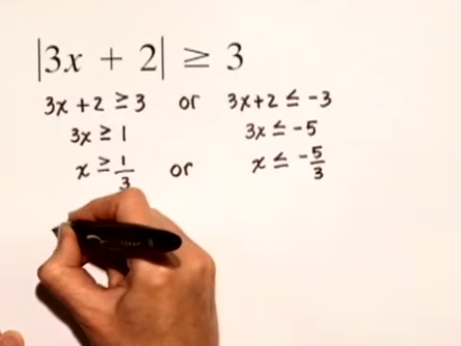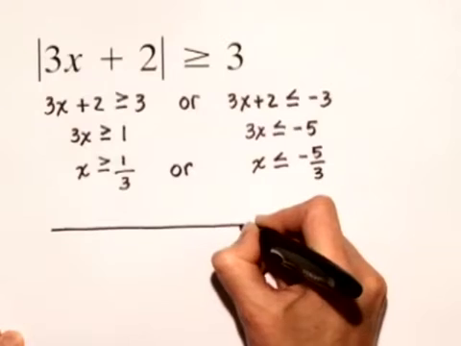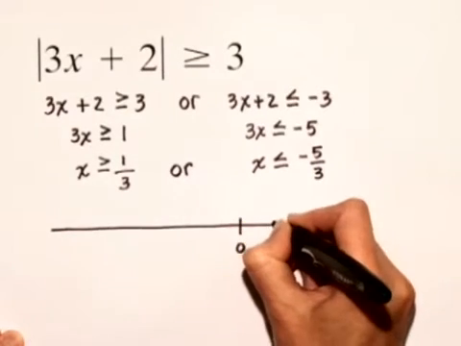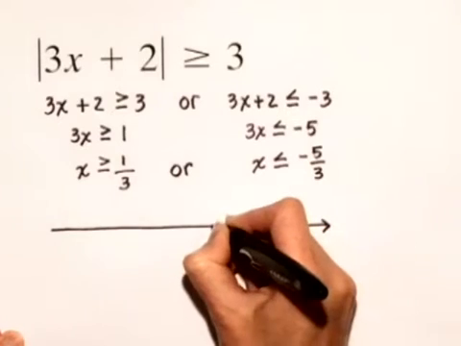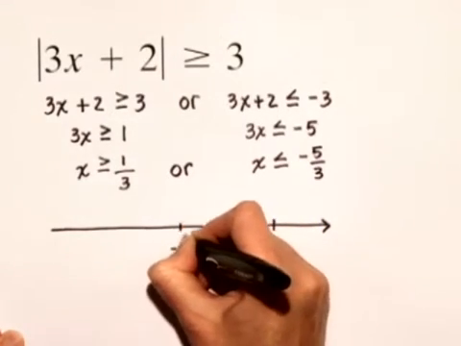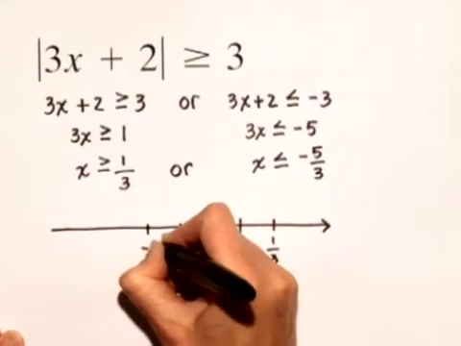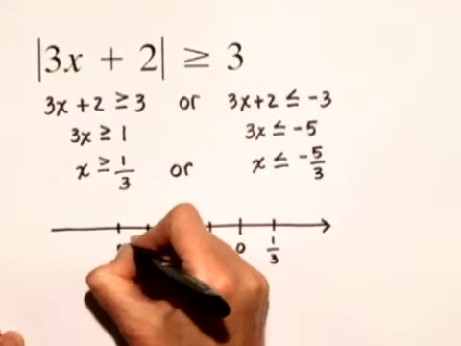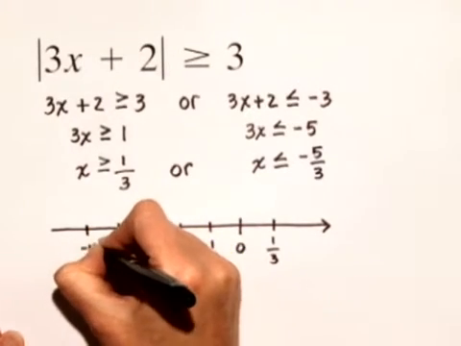So on the number line, here's what it's going to look like. Let's put 0 here. Here's 1/3. Negative 1/3, negative 2/3, negative 3/3 I'll just write as negative 1, negative 4/3, and negative 5/3.